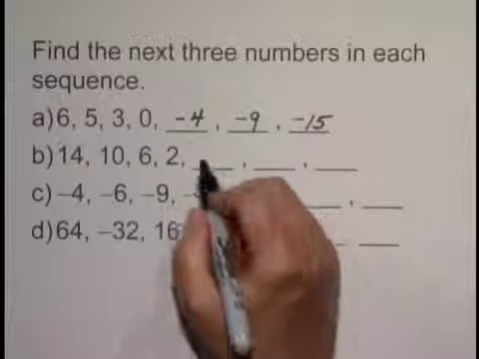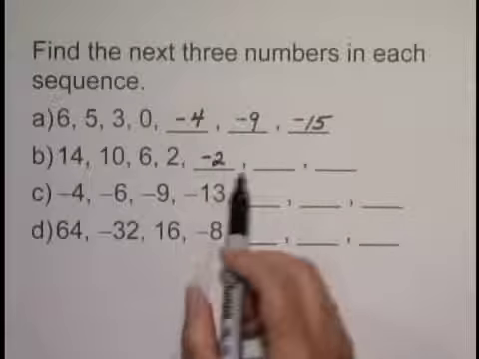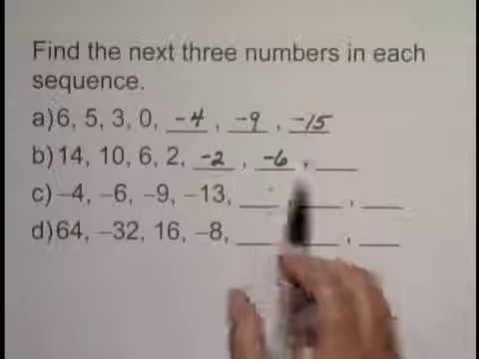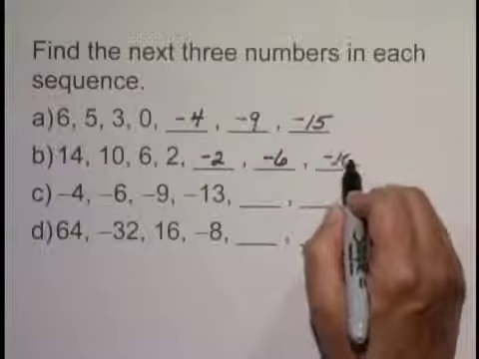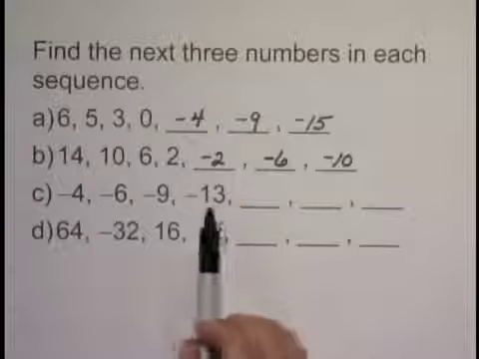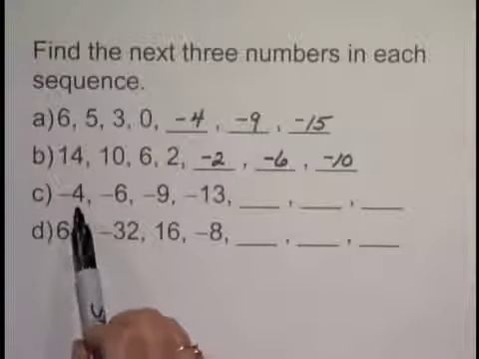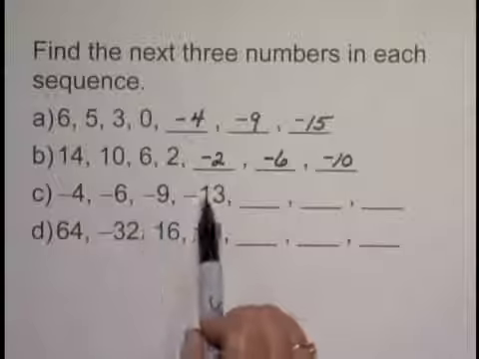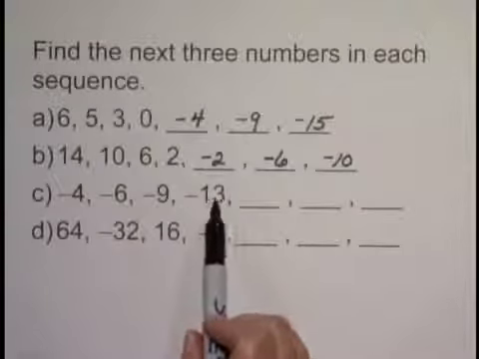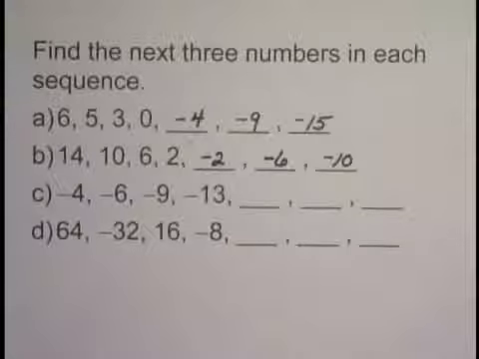2 minus 4 is negative 2. Negative 2 minus 4 is negative 6. Negative 6 minus 4 is negative 10. Now let's look at the next sequence. We have negative 4, negative 6, negative 9, negative 13. These are also decreasing. So let's see if there's a pattern in their amount of decrease.